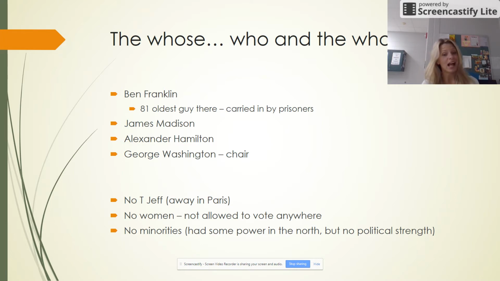Thomas Jefferson is not there. He is away in Paris. Who else is not there? Well, no women, because they're not allowed to vote anywhere in any of the states, and no minorities. Although they had some power in the North, to think of them as a political voice was nonexistent anywhere.